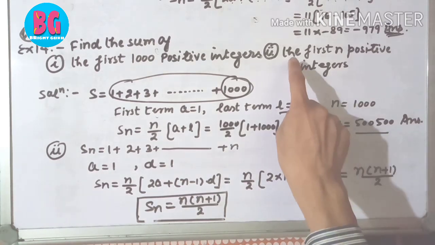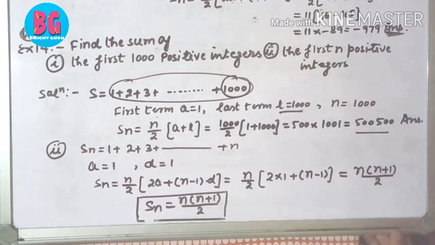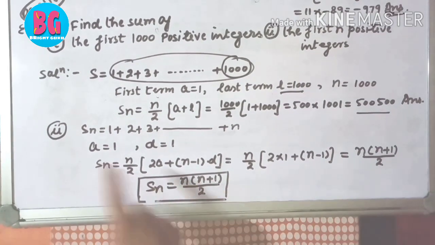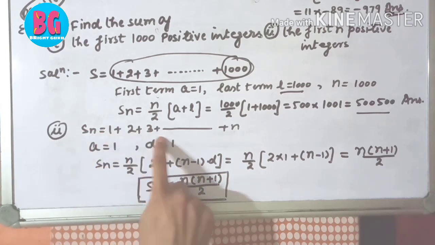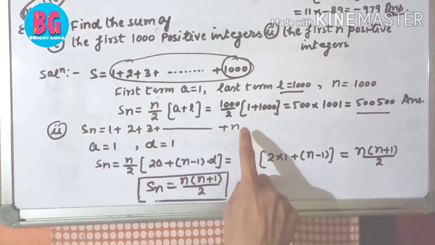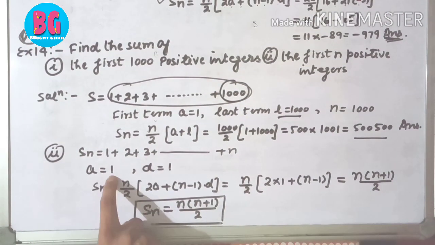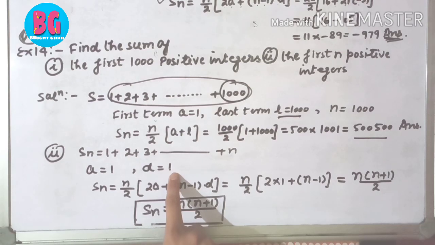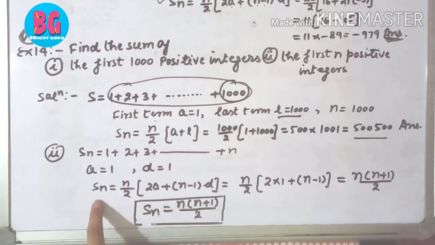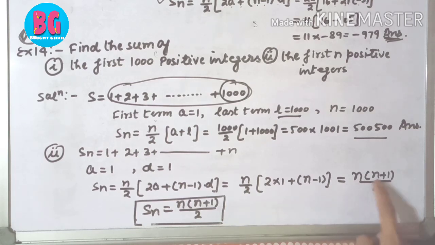In the second part, find the sum of n positive integers. So Sn is equal to 1 plus 2 plus 3 plus dot dot dot plus n. Here it is clear that the value of a is 1 and the value of d, the common difference, is 1, and the formula for the summation of n terms of an AP is Sn is equal to n by 2 (2a plus (n minus 1) into d). Now substituting all these values, we obtain the formula n (n plus 1) by 2.